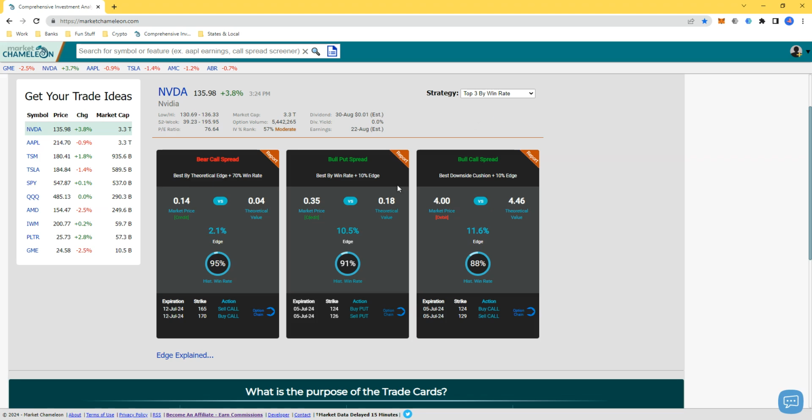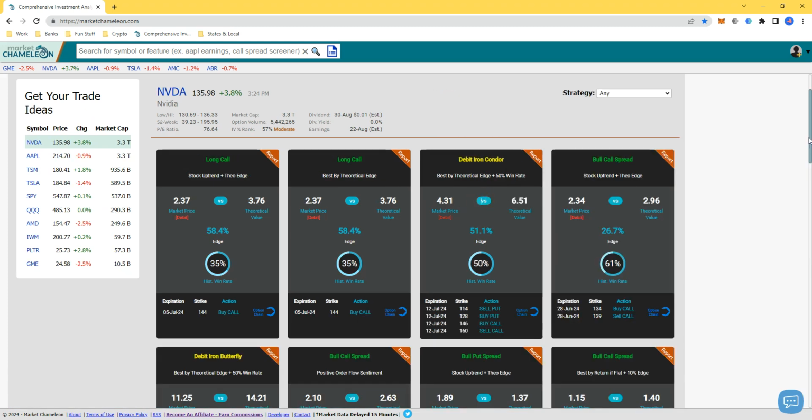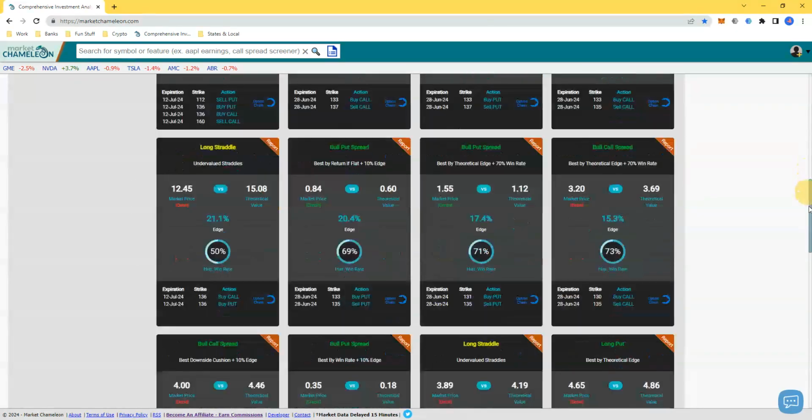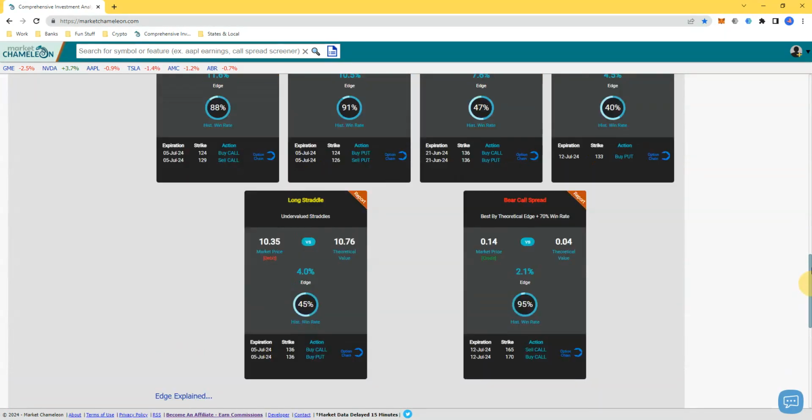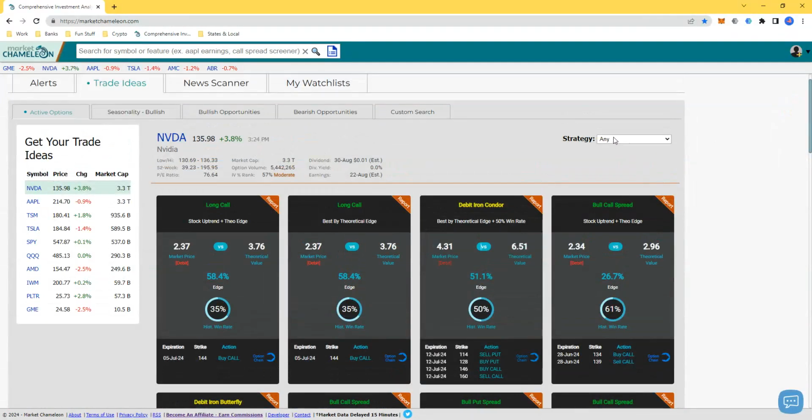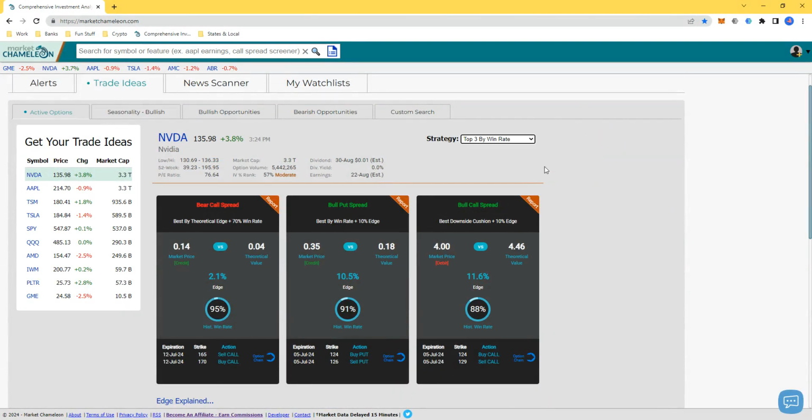Another option I'm gonna show you real quick before going back to this tab. If you like to check all the options for NVIDIA or any other stock, click on Any right here, and you can scroll and see all those trades that you can potentially trade and make money. Now keep in mind, it's very important, you can lose all your money. It is trading options. This isn't a get rich quick scheme, but it gives you an option with an edge.